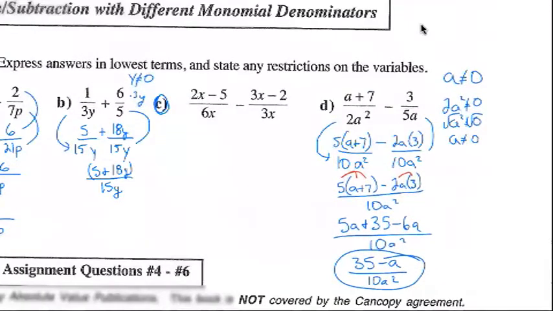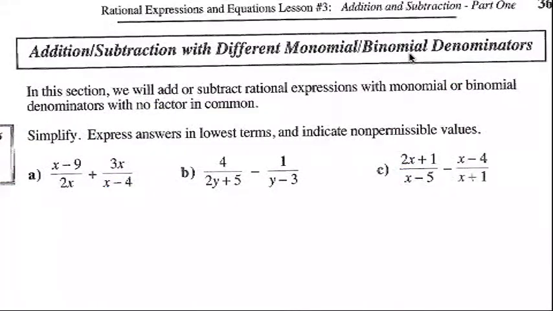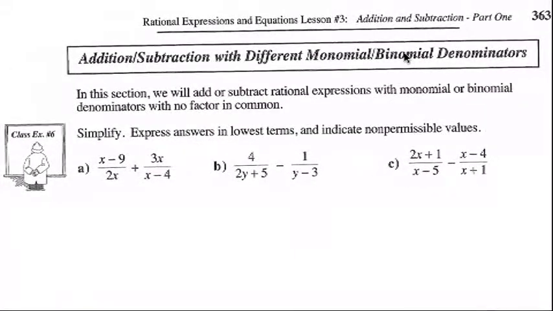Moving on, flipping the page. Flipping the page, we have example 6. We have A, B, and C. Let's do A and C. I think I'll save B and example 7 for in class or on Zoom. Okay, so let's do A.